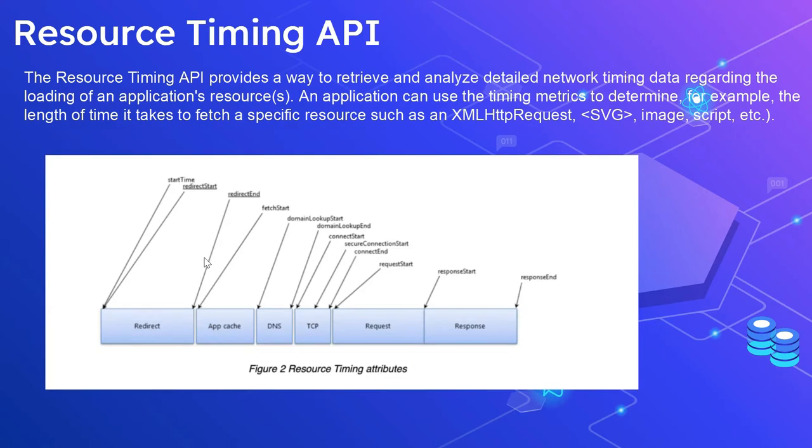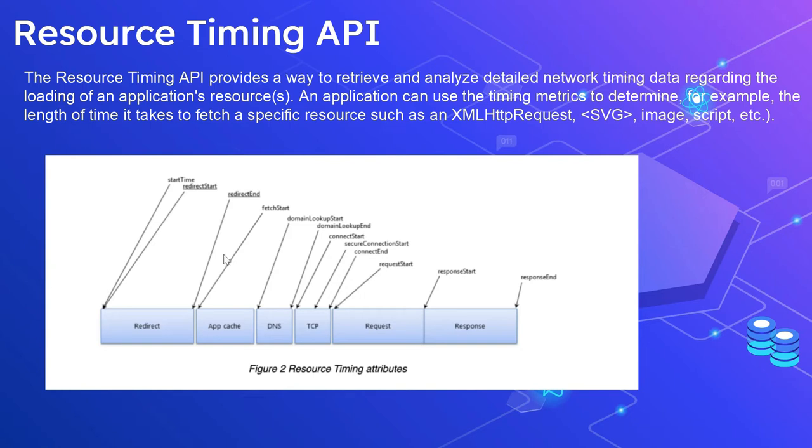The next one is the resource timing API. The resource timing API helps to retrieve and analyze detailed network timing data regarding the loading of an application's resources. For example, the resource timing API can be used to determine the length of time it takes to fetch a specific resource such as an XMLHttpRequest, SVG, images, scripts, and other resources.